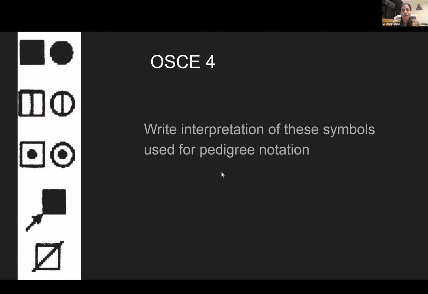So this is asking number 4. Please write the interpretation of these symbols used for pedigree notation. What does this first symbol indicate? Let us talk about the first. Square and circle, dark square and circle.